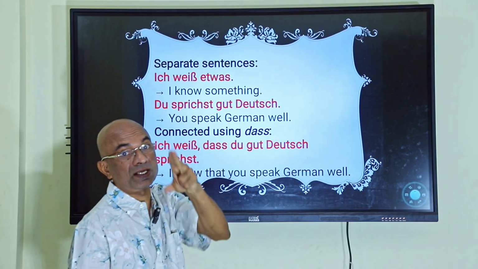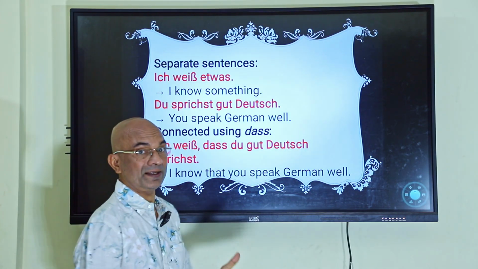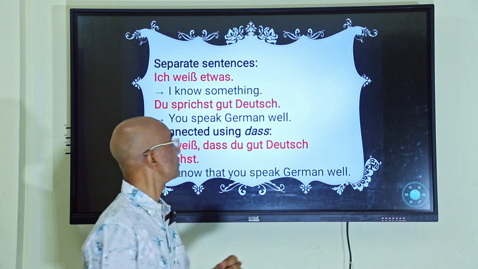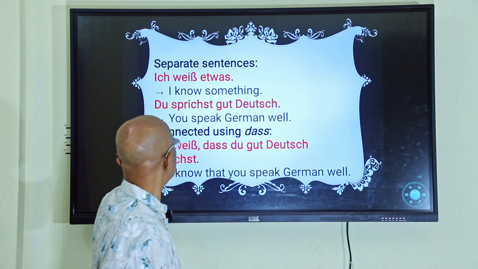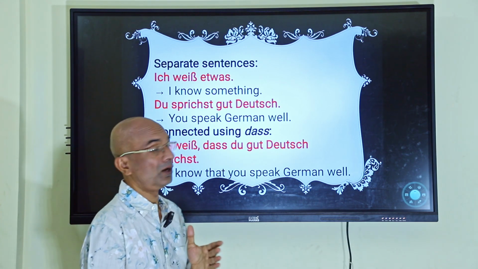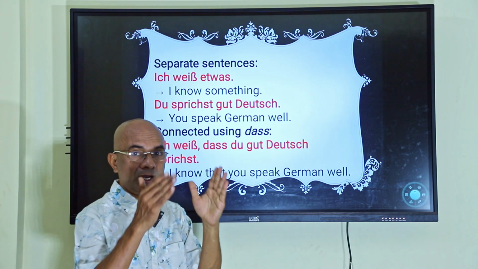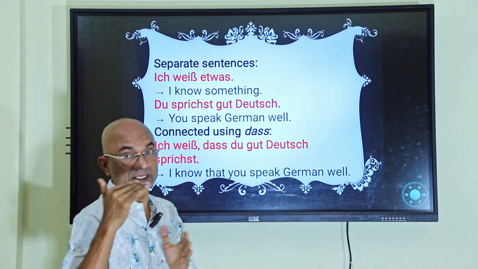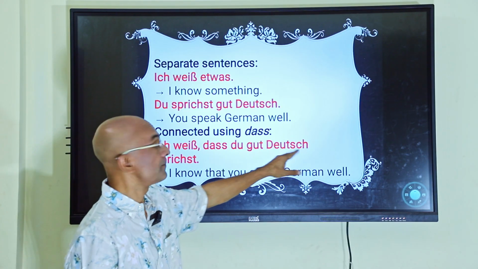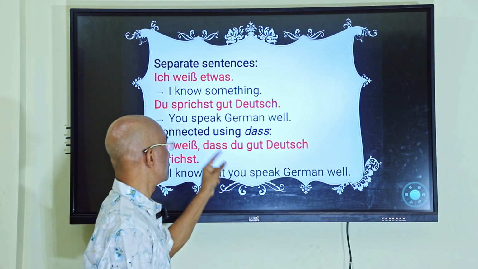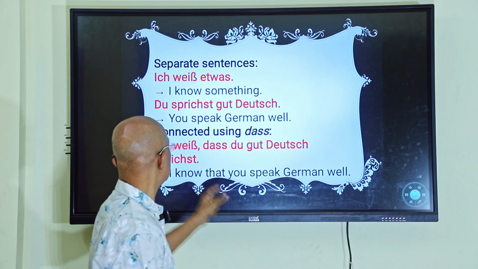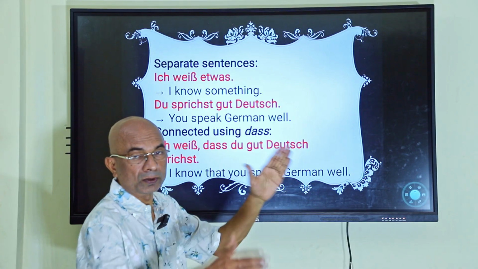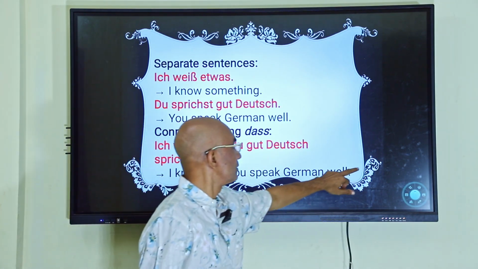So, separate two sentences. Ich weiß etwas. I know something. Was ich weiß? Ich weiß, dass du gut Deutsch sprichst. Okay? You speak German well. So, I know something, or I know you speak good English. No, sorry, good German. Here, connecting with das. Ich weiß, dass du gut Deutsch sprichst. I know that you speak German well. So, das is in the middle of the sentence.